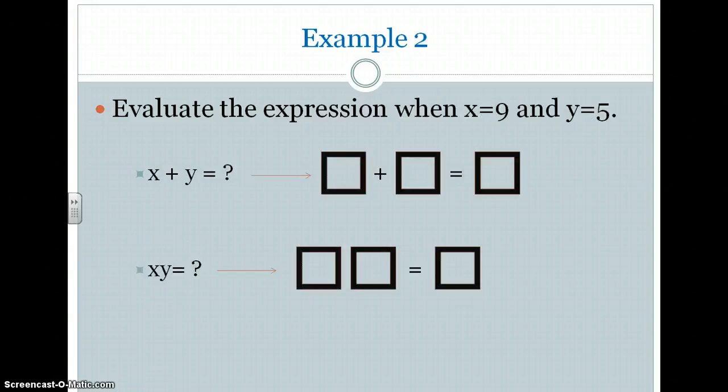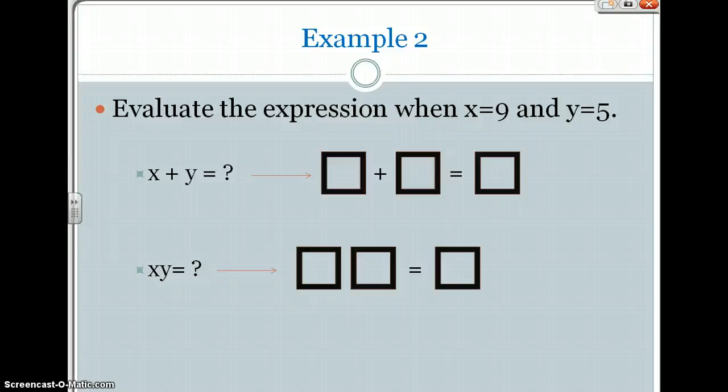Okay, evaluate the expression when x equals 9 and y equals 5. Okay, so when x equals 9 and when y equals 5, 9 plus 5 would give us this amount. Okay, so 9 plus 5 is going to be 14. Okay, now what about down here? X times y equals what? Okay, when x equals 9 and y equals 5, that's going to give us 9 times 5, which is 45. Okay, clear that.